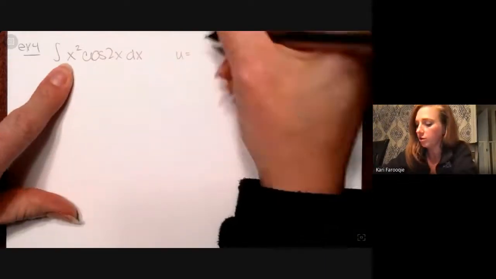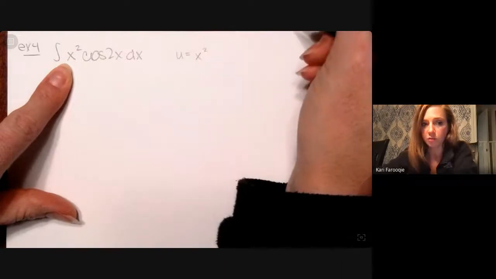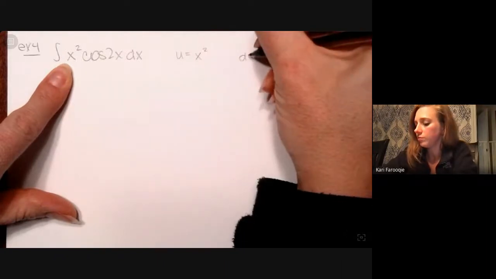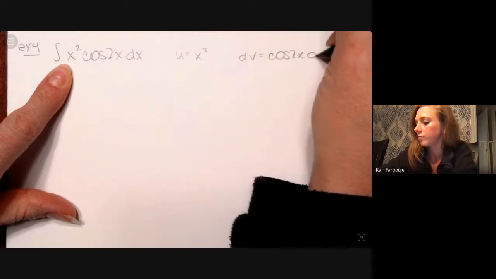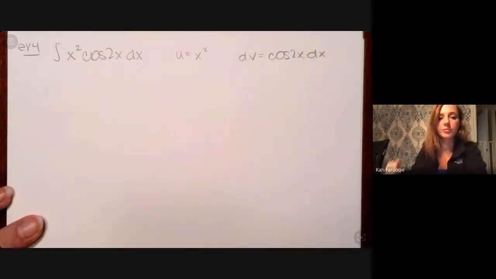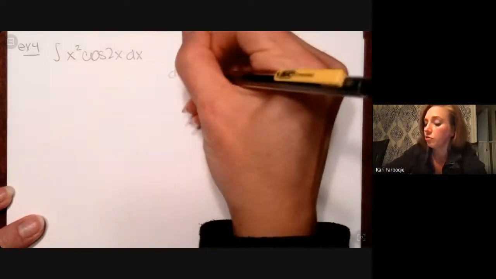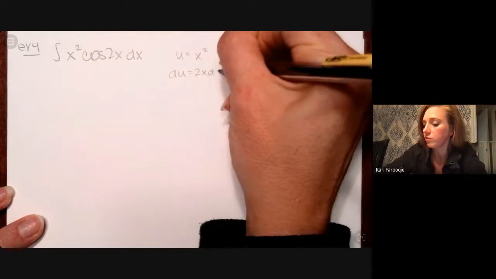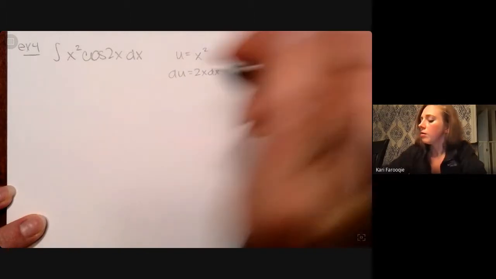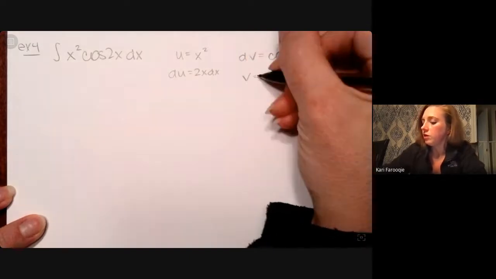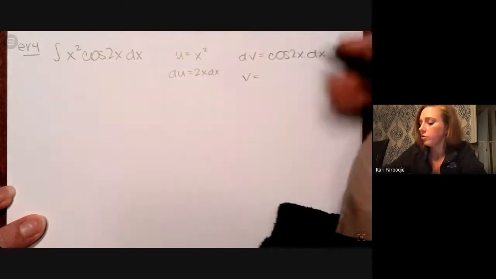So you still want to let u be, in this case, the algebraic portion. dv is going to be cosine 2x dx. Because remember, we're trying to get to that simpler derivative, and we do indeed get a simpler derivative. The derivative of u is 2x dx. So we are making this simpler. Now, when you integrate v, the derivative of sine is cosine.